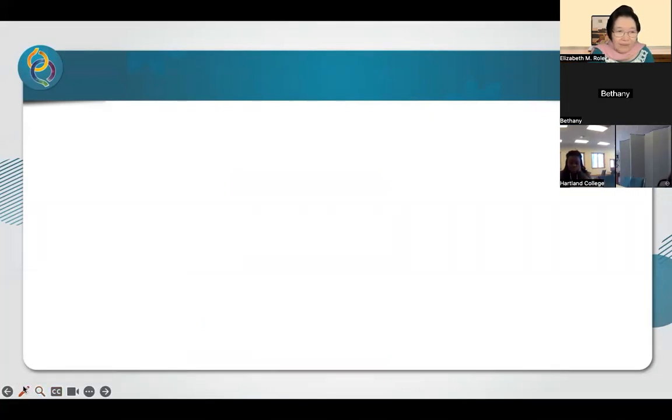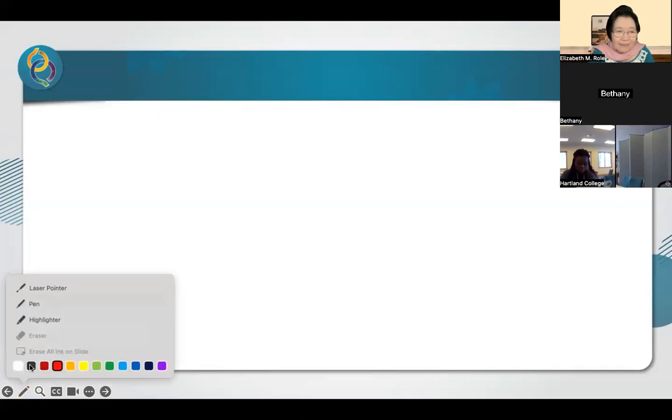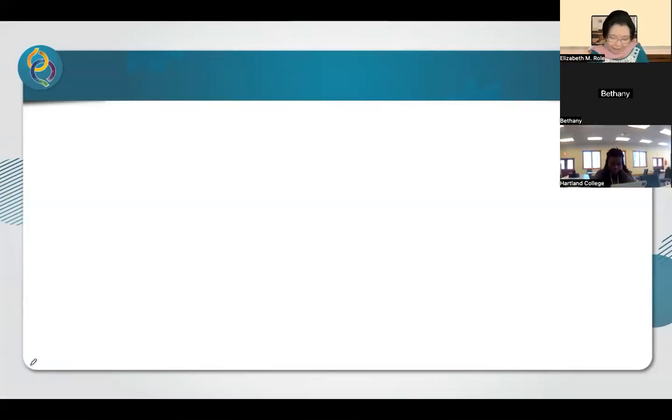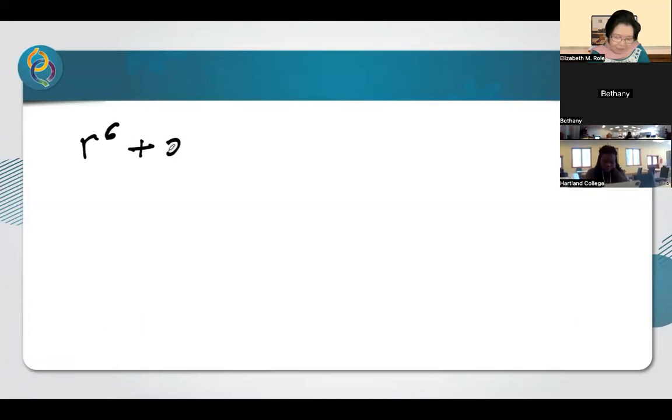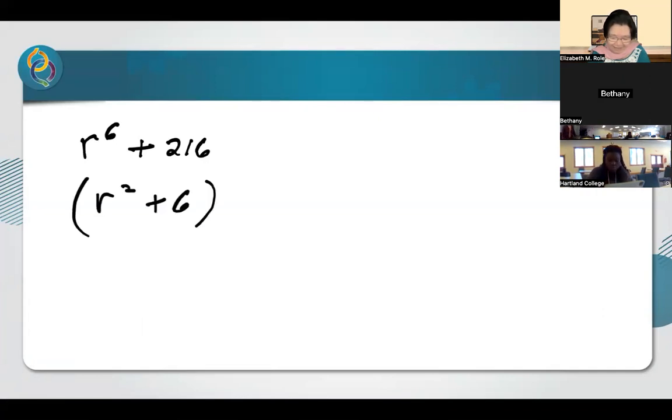I just want to emphasize this because it seems to be recurring, when we had r to the 6, something like that, plus 216. You just thought, well, because this one is a cube root, you did r squared plus 6 cube. Okay. r squared plus 6 cube. All right. That's what you did.